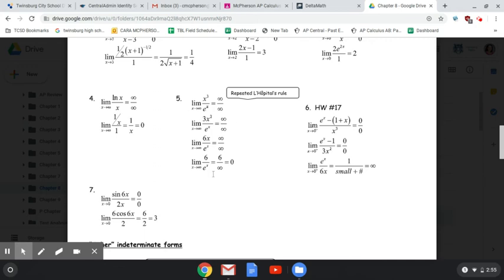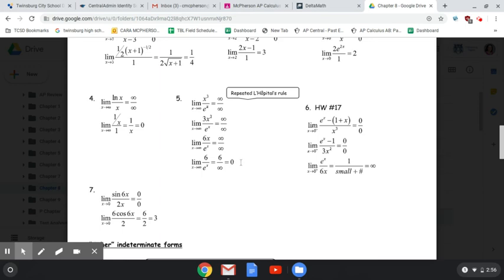So here, number 5 is a great example of this. When I originally evaluate it, I get infinity over infinity. So I take the derivatives of the top and bottom, still get infinity over infinity, still get infinity over infinity. And it's not till I've gone through this process multiple times that I finally get something that's not indeterminate. Because down here, I no longer have an infinite value on the top. I have a 6 on the top divided by something that's going to infinity.